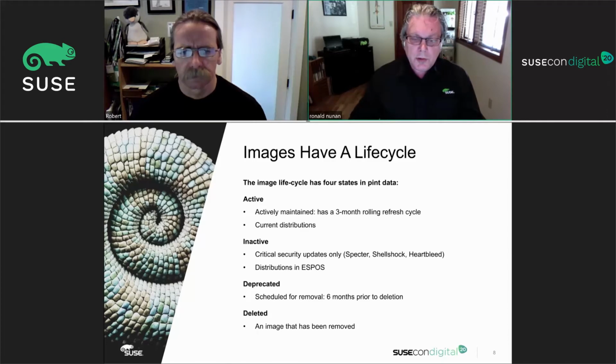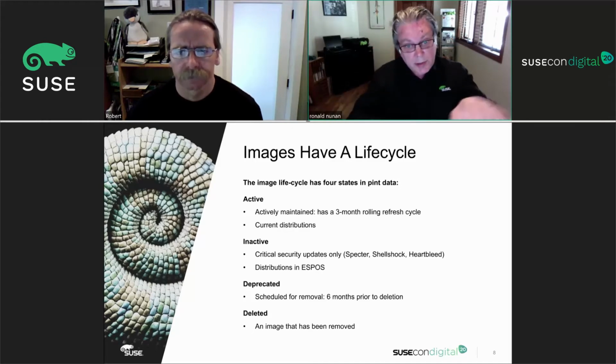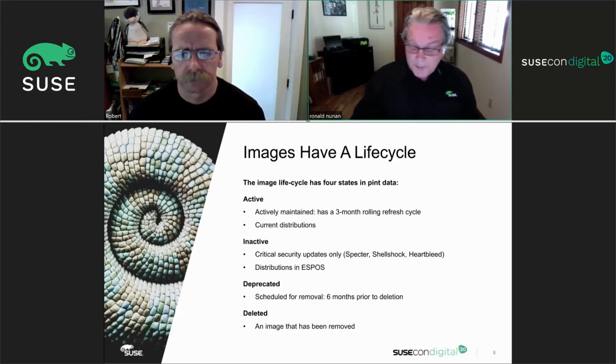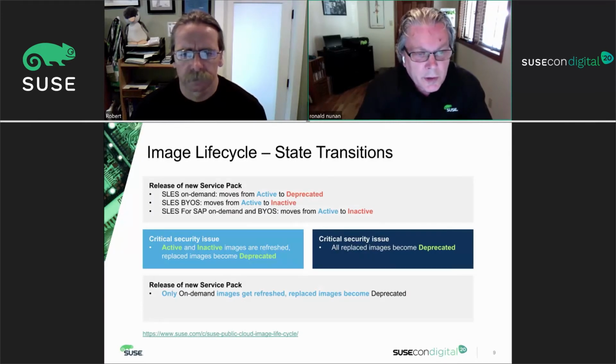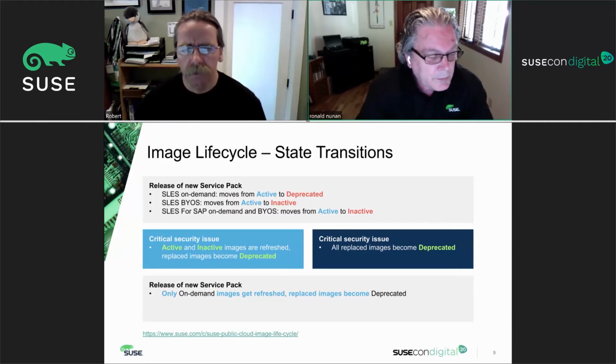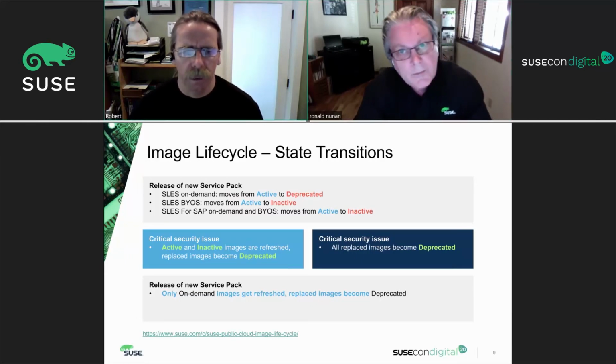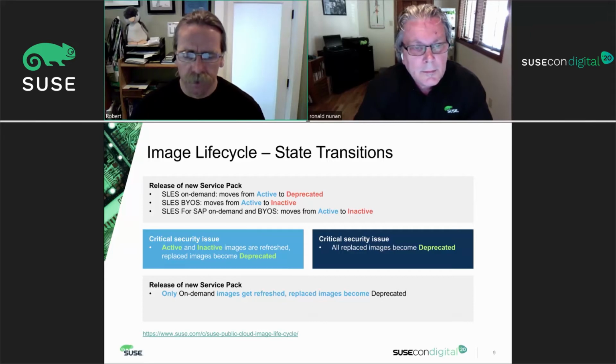When you use the tool that Robert talked about, and we'll show it in a minute, you can see what images were out there, when they were out there, and what state they're in, whether they're active all the way down to deleted. And Robert, you want to walk people through the overview of what constitutes a state change and how it moves? Yeah, so basically we have state changes when a new distribution is released.